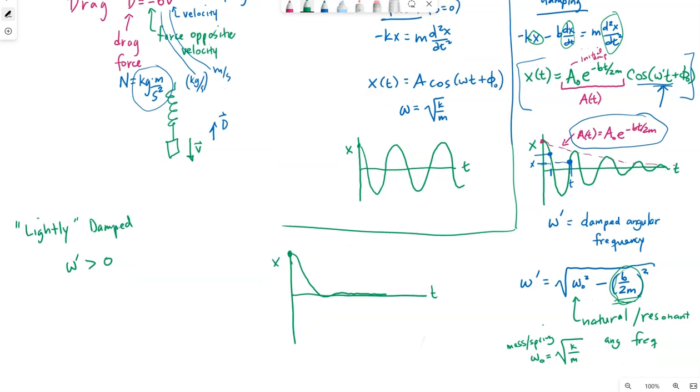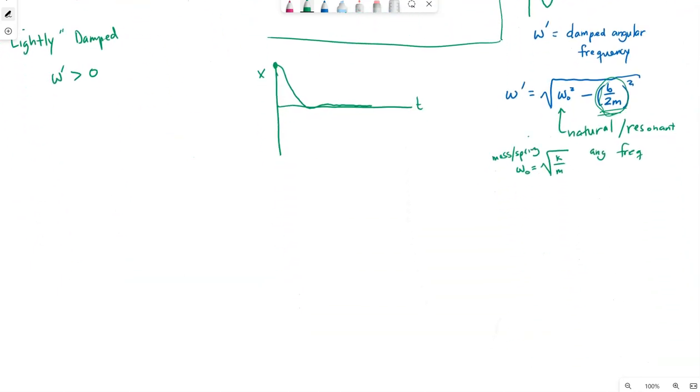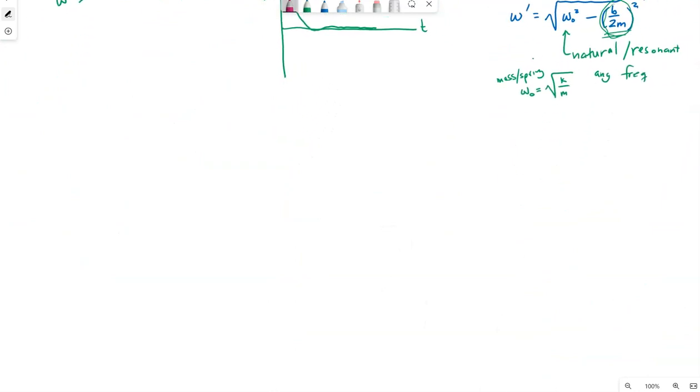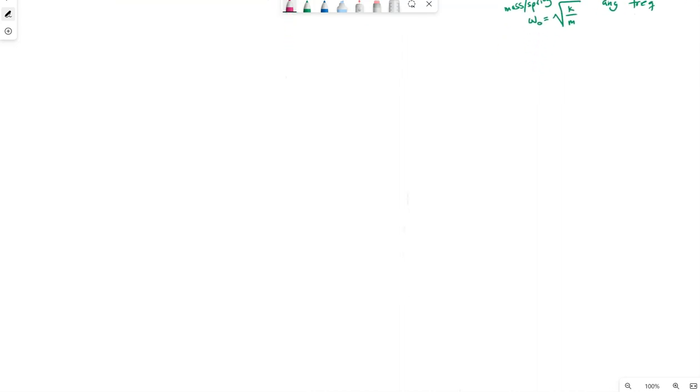I do want to mention the last couple concepts that we have in this chapter that go along these lines. One of them is called driven oscillations. I've also heard it as forced oscillations.